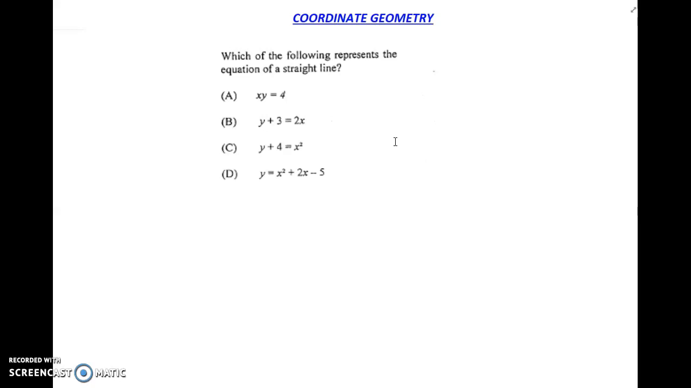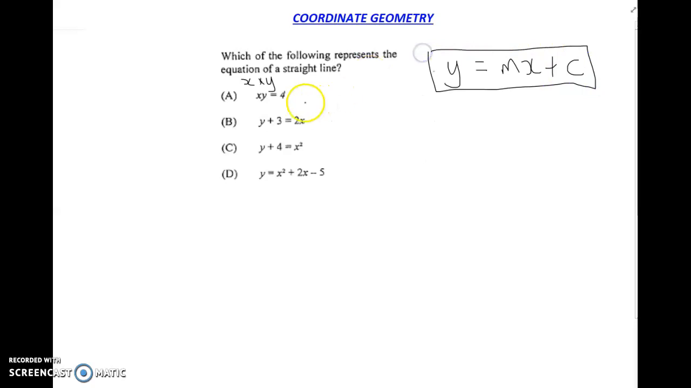Which of the following represents the equation of a straight line? Remember, I told you the equation of a straight line is y equals mx plus c, right? Looking at option A, we have xy. Xy is actually saying x multiplied by y. But in the general equation, there is no x multiplied by y, right? X and y are apart. So A is not an option.